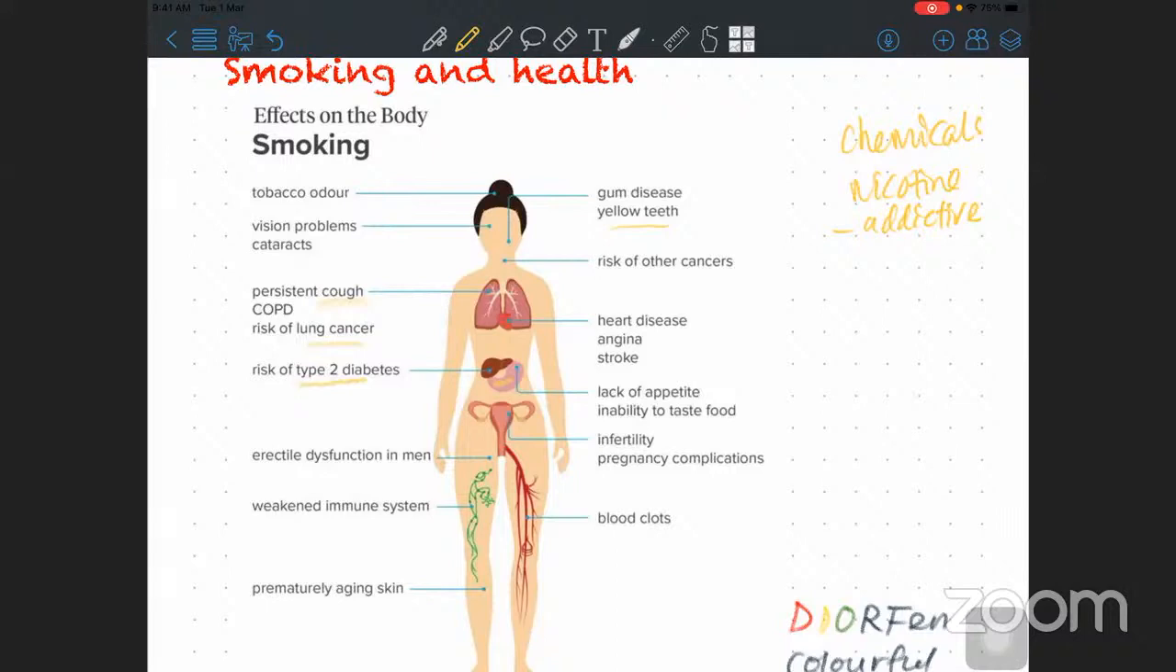Okay, and then you have heart disease, stroke, lack of appetite, inability to taste the food, infertility, erectile dysfunction, weakened immune system, blood clot, and prematurely aging skin.